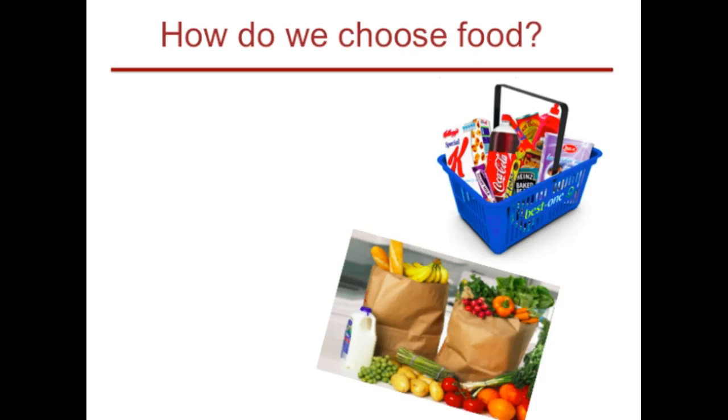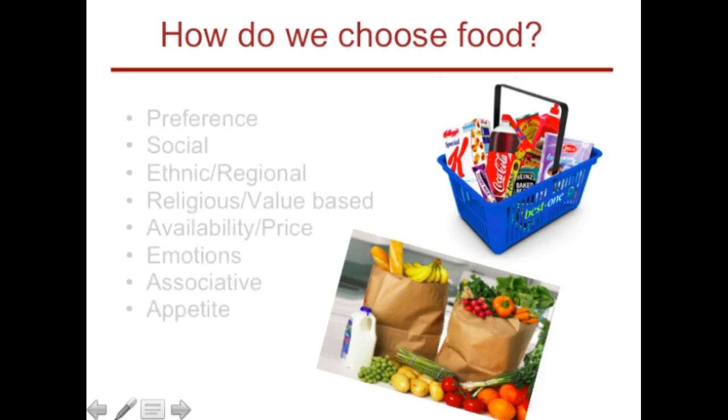So how do we choose foods? At the top, I've got a basket full of food, and at the bottom, I've got a couple of bags full of food. You can see in the basket, there are some processed foods like cereal, Coca-Cola, baked beans, ketchup, and at the bottom, I've got some healthy food choices like fruits, vegetables, dairy products. How is it that we choose these foods when we go to the supermarket?